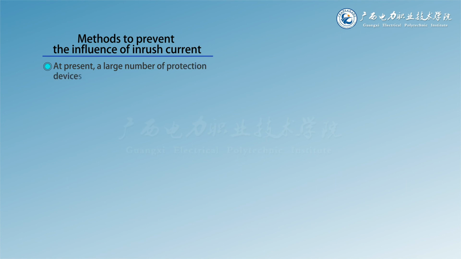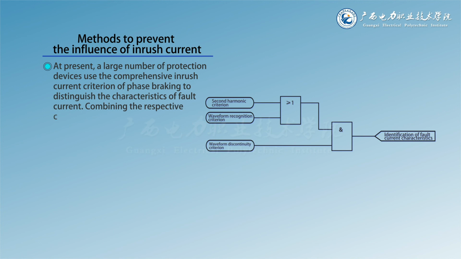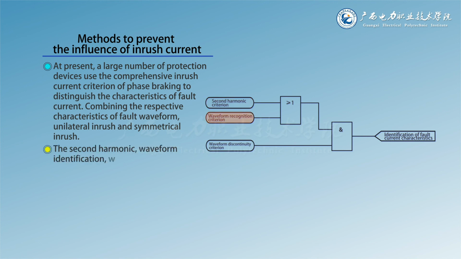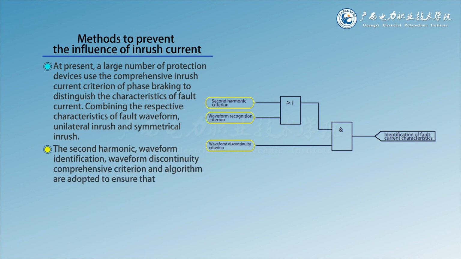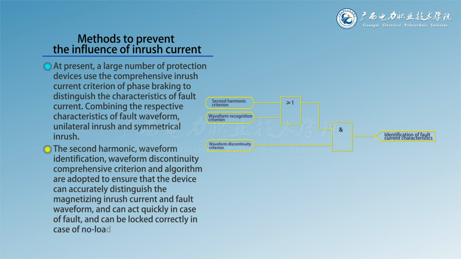At present, a large number of protection devices use the comprehensive inrush current criterion of phase breaking to distinguish the characteristics of fault current, combining the respective characteristics of fault waveform, unilateral inrush and symmetrical inrush. The second harmonic, waveform identification, waveform discontinuity comprehensive criterion and algorithm are adopted to ensure that the device can accurately distinguish the magnetizing inrush current and fault waveform, and can act quickly in case of fault, and can be locked correctly in case of no-load closing.